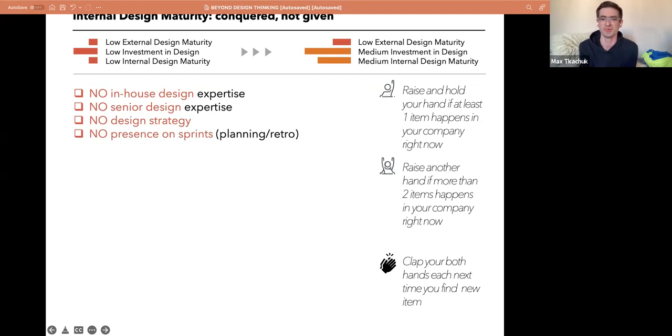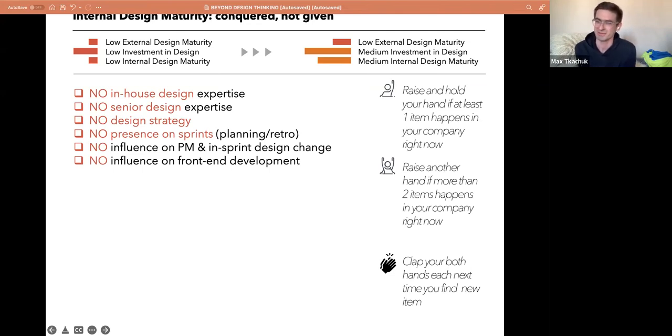The designers who exist in-house in product teams very often are not present at sprint routines. So there is planning, but there is no designer there. There is a retro and a demo, but there is no designer there. Yeah? No influence on product management and in-sprint changes. If a sprint started and something went wrong and a developer came to the product manager, they actually fix the thing without even notifying the designer. The designer sees the changes on production, becomes angry and runs to them. That's how it goes.